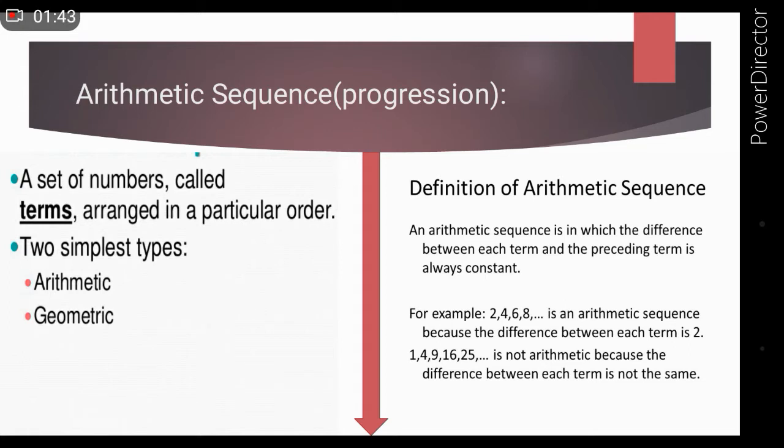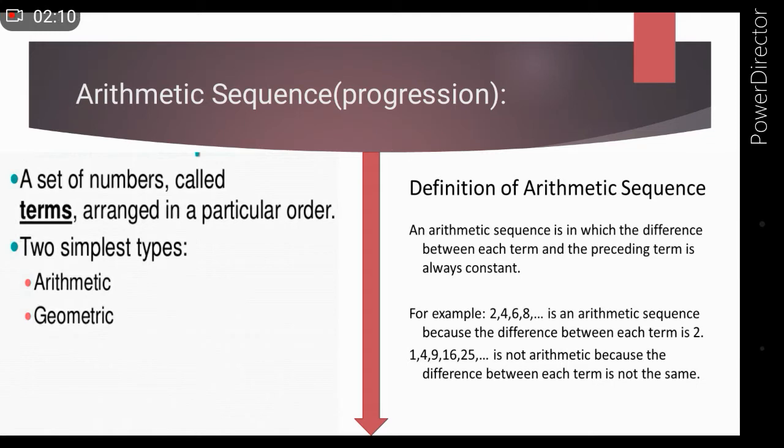There are two types of sequence: arithmetic sequence and geometric sequence. First of all, I will tell you about arithmetic sequence. What is an arithmetic sequence? Look at the definition. An arithmetic sequence is one in which the difference between each term and the preceding term is always constant.